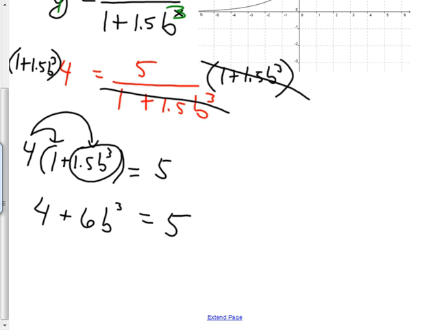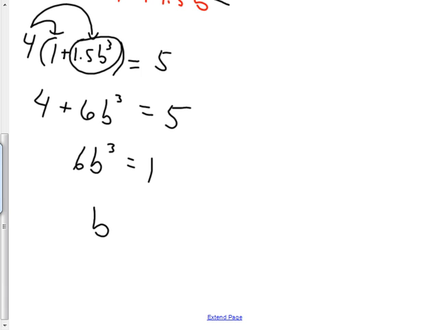Now what? Subtract 4. 6b cubed equals 5 minus 4, which is 1. B cubed equals 1/6. I'm getting really close. How do I finish this thing? Put it to the power of, that's how you get rid of a 3, is put it to the 1/3 power.